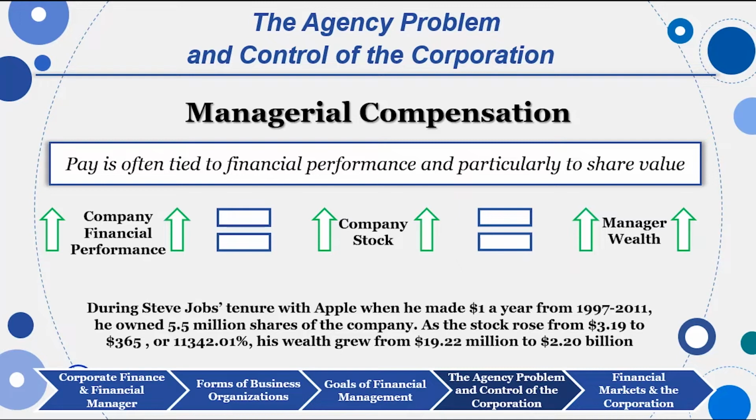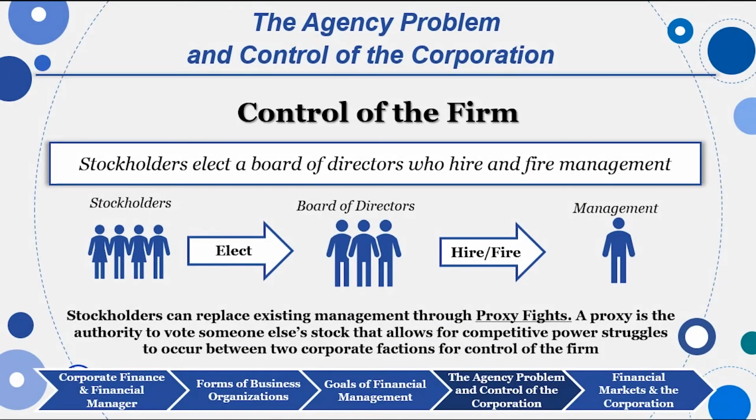Steve Jobs made $1 a year, 1997 to 2011, but he got rewarded with lots of stock options, 5.5 million shares of the company. You can calculate what that net worth would be at today's stock price of Apple Inc. And that changes daily. So just multiply today's stock price times how many shares of stock Mr. Jobs had at that time, and you can get a good feeling for what that stock was worth, growing from $19 million in the early days to over $2 billion in his later days.